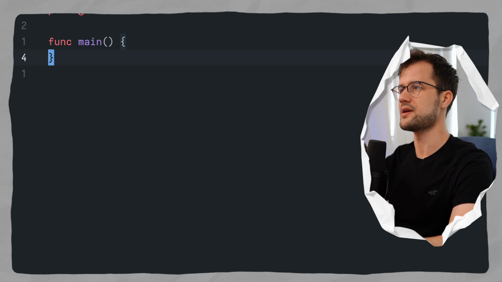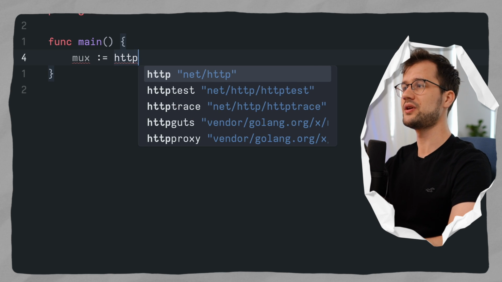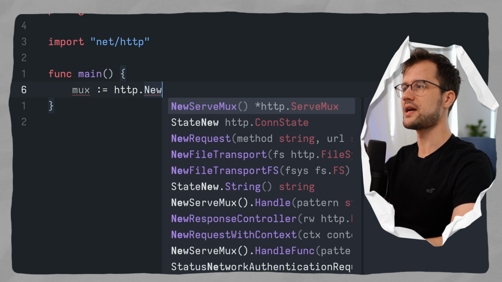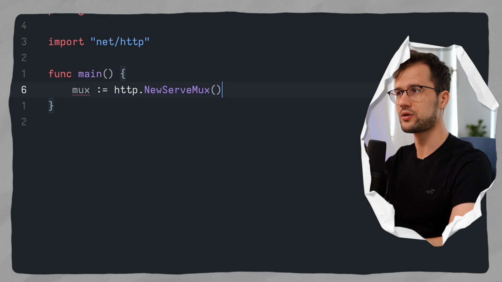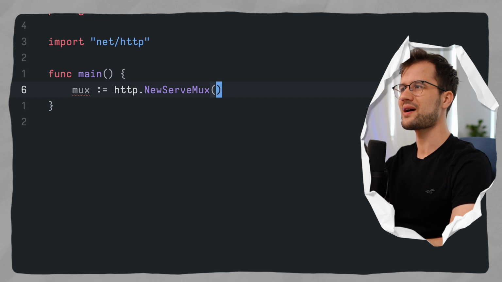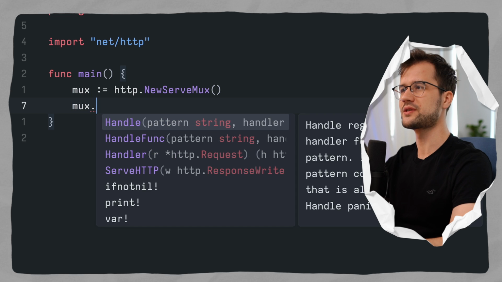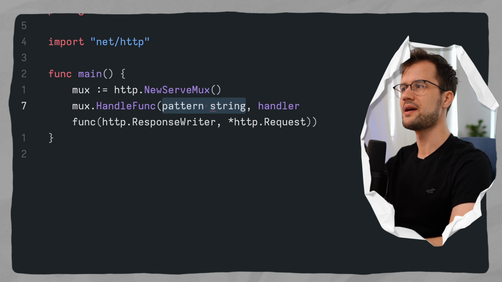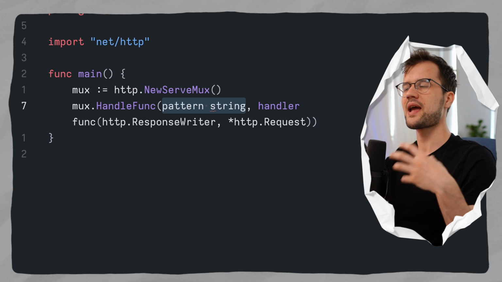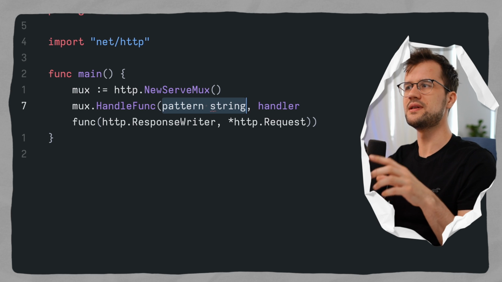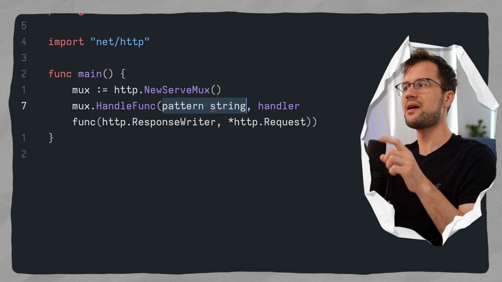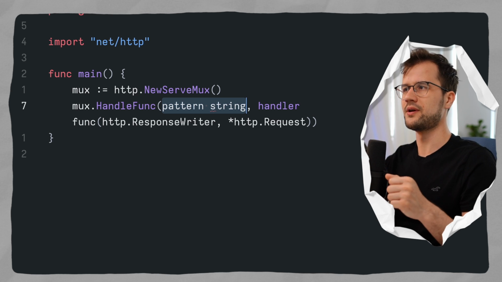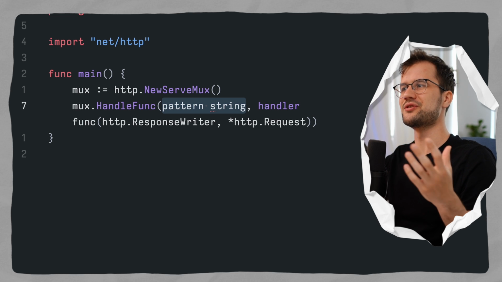So let's create this one here. We are going to start with mux, and then we are going to make use of the net/http module. And here we are going to say NewServeMux. Now this, like I said before, creates a new request multiplexer. And now we can also create our handle functions. For that, we are just going to say mux.HandleFunc. This allows you to define a pattern, and whenever the user goes to this specific pattern, so it might be just a slash, the root page of our server, then this specific handler function gets called. Like I said before, the multiplexer just controls the traffic.